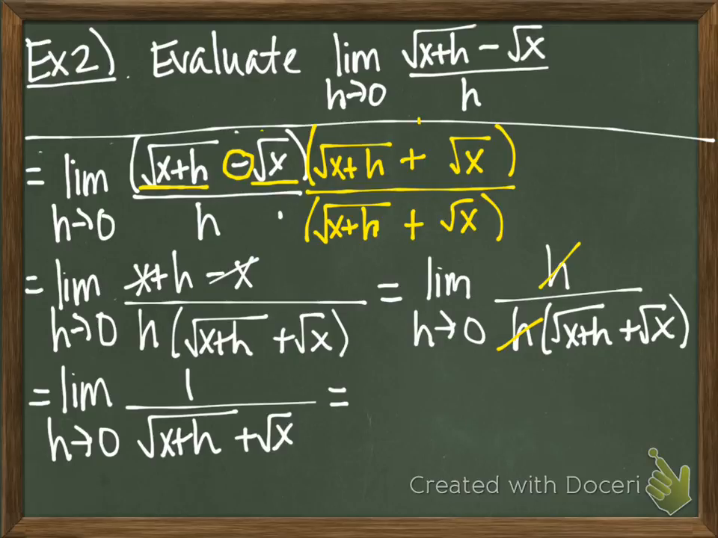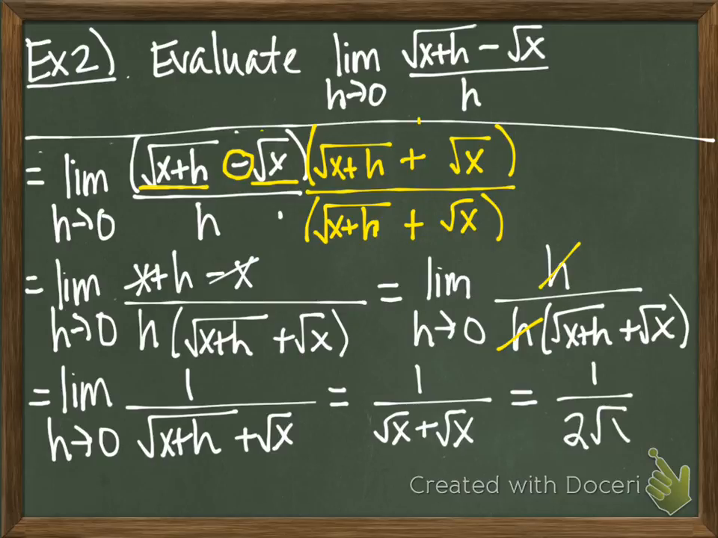So when I let h be 0, my numerator is still going to be 1. My denominator, I'm going to get the square root of x plus the square root of x. So I can combine those. This gives me 1 over 2 square root of x. And that is my final answer for this limit. As you can see, it still involves x, which is fine. So we were just taking the limit as h went to 0. And that's it.